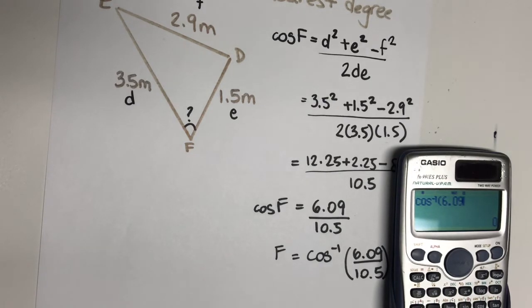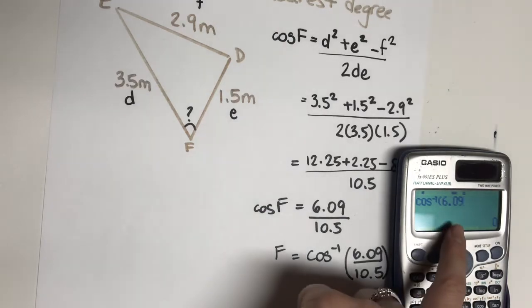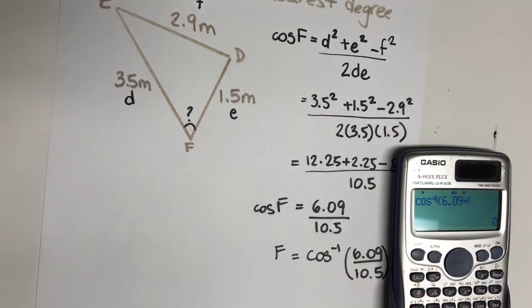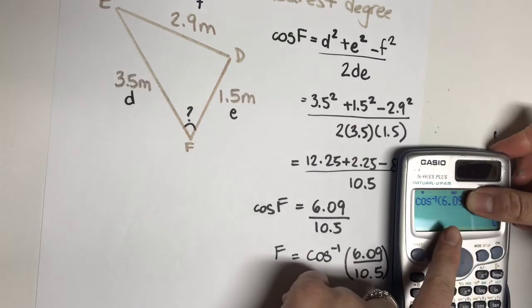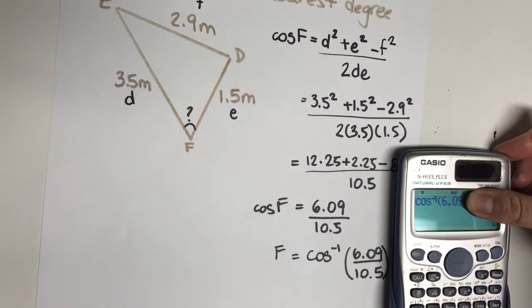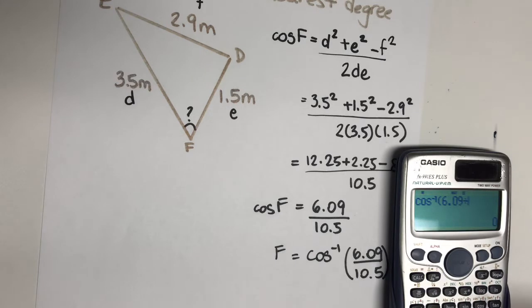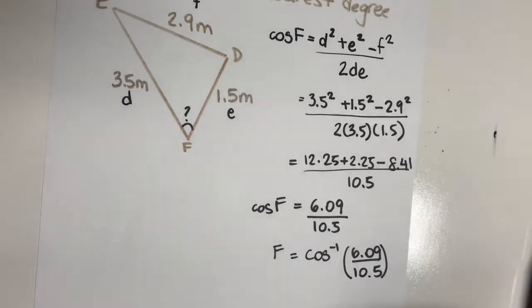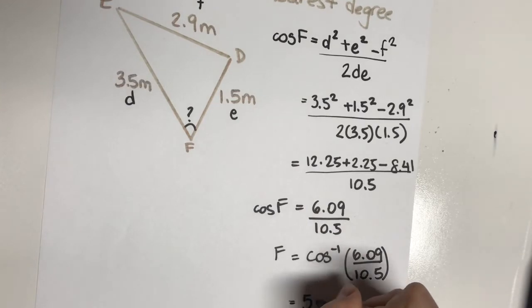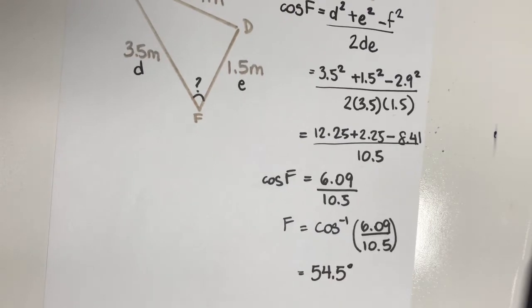6.09. And the reason that I say you might be able to do it in one step is if your calculator is doing the steps as you go, and at this point, if I enter divided by, your calculator might just calculate this part and give you an error, so that wouldn't work. But in my calculator, I can do it all in one step and enter the fraction into the brackets that are in front of cosine -1. And I get 54.5. So my angle is 54.5 degrees.